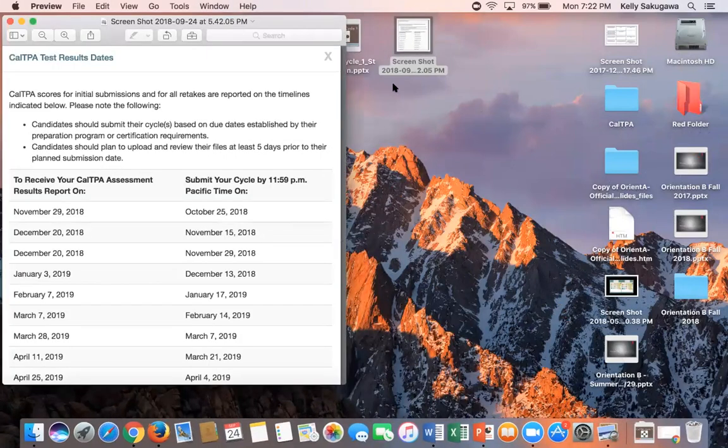So let's take a peek at the submission dates. This is from the website. This is a CalTPA score. So it says submit your cycle. Here's also, you do not submit yours on this date. It is 5 days prior. Does that make sense? Because Casey Fair had told us that if you're all submitting by 11:59 p.m. that night, you will not get anything uploaded. It will just be jammed with everybody trying to do the same thing that you're doing.